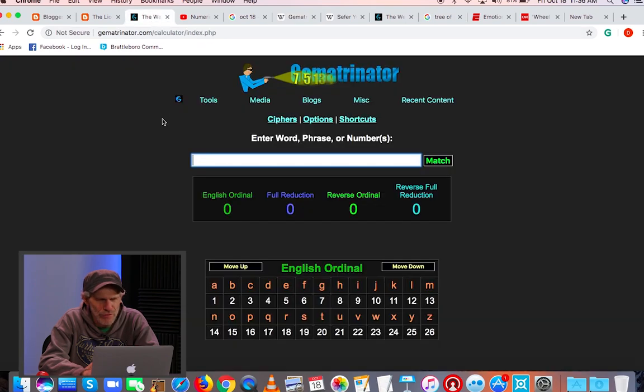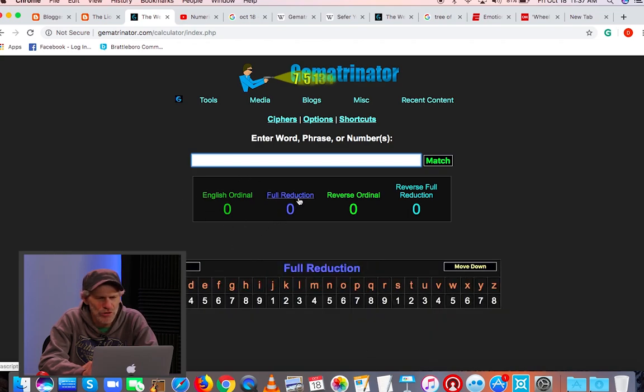There's a calculator here called Gematrinator at gematrinator.com, developed by Derek. Simply, it's the alphabetic order. A is 1, B is 2, C is 3, D is 4, etc. Z is 26. That's called the English ordinal method. Then there's something called reduction, where everything is reduced to a single digit. So instead of Z being 26, Z is 8. 2 plus 6 is 8.